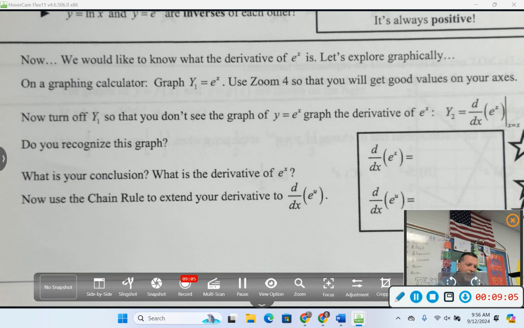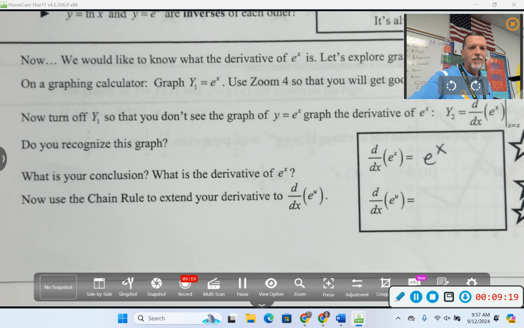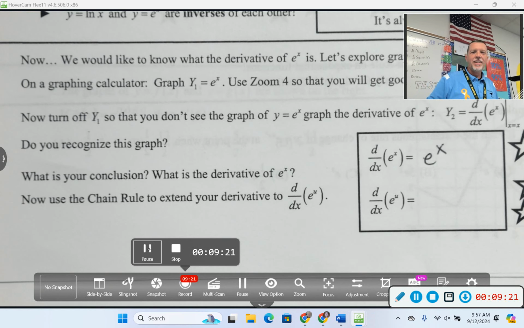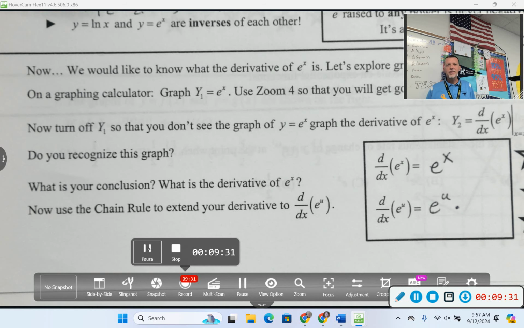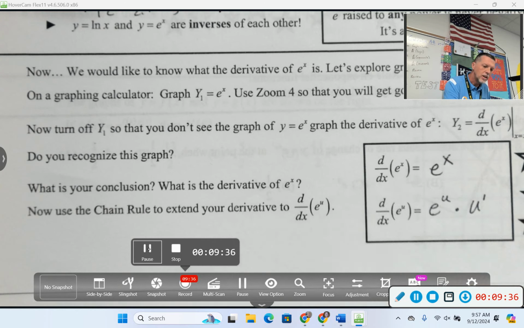It's the only function that's like that. Well, I guess 0. The derivative of 0 is 0. So the derivative of e to the x is e to the x. Derivative of e to the x is e to the x. Like, oh, what else is there to do? Well, what else there is to do is the chain rule. The derivative of e to the u is e to the u, but then don't forget the chain rule, u prime, or du dx.